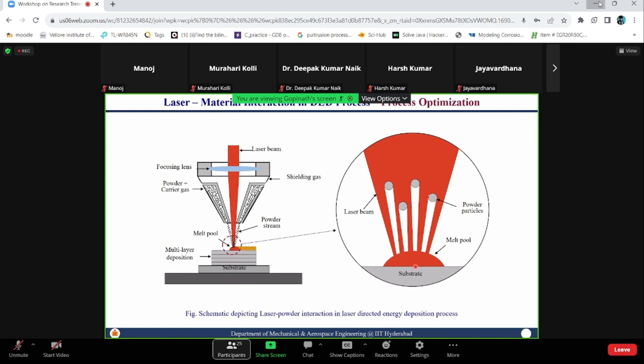Typically, whenever we talk about surface engineering applications or cladding applications, we go with overlapping. Whenever you talk about thin wall applications, you will go with overlaying. But when you talk about additive manufacturing, a combination of both will be used. Means, again, over this, you will keep depositing.